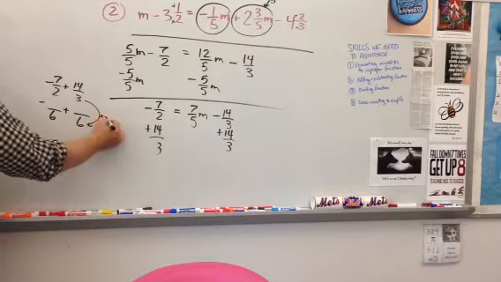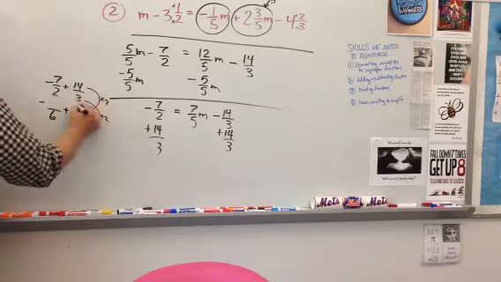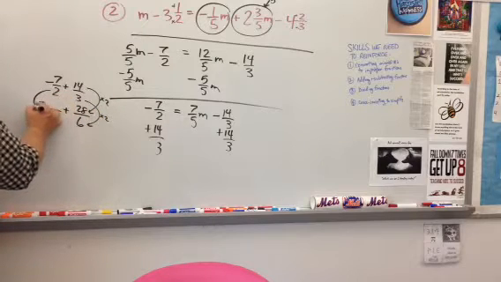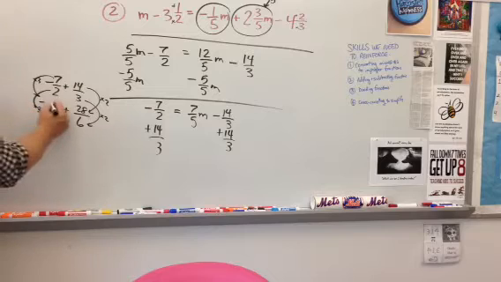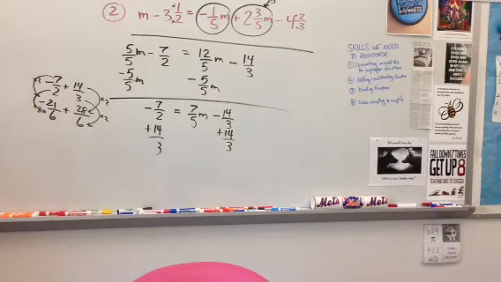3 times 2 is 6. 14 times 2 is 28. 2 times 3 is 6. 7 times 3 is, so it'd be negative 21. Negative 21 plus 28 sixths. Adding a positive and a negative number. Find the difference of the absolute values and apply the stronger sign. What would that give us? That would give us positive 7/6.